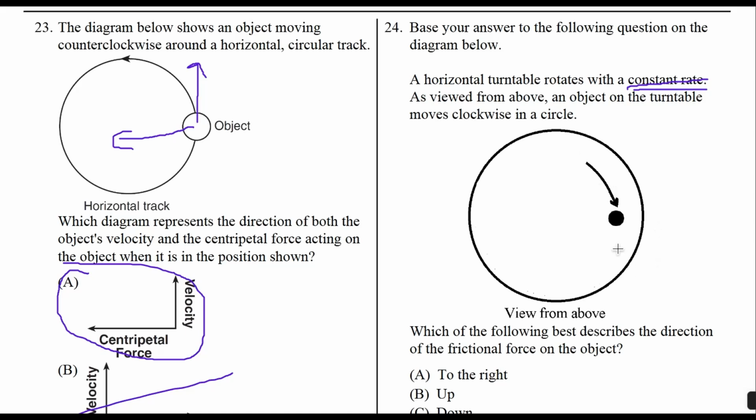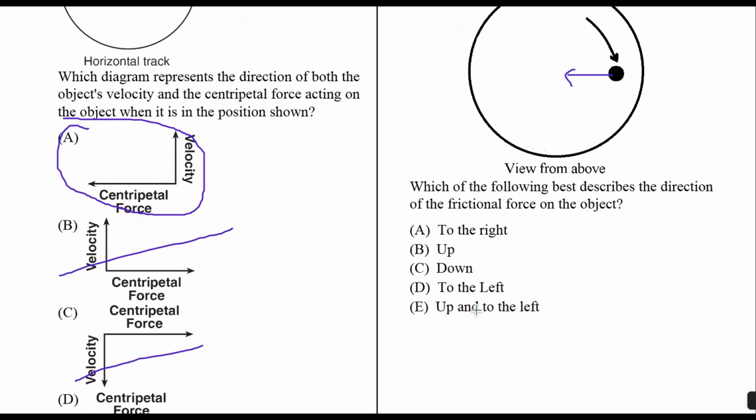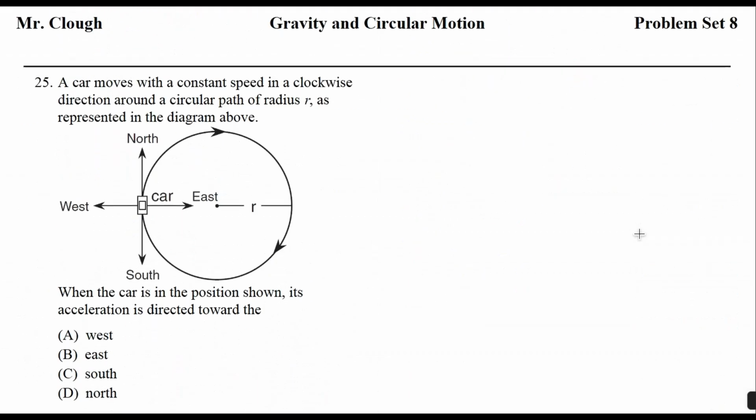So the speed is constant, meaning the acceleration is constant. So the acceleration will be straight towards the center. So it's to the left. And then this one, again, pretty straightforward. They want the direction of the acceleration. The direction of acceleration is always towards the center of the circle, so it's going to be to the east. All right, and that's it for these questions.